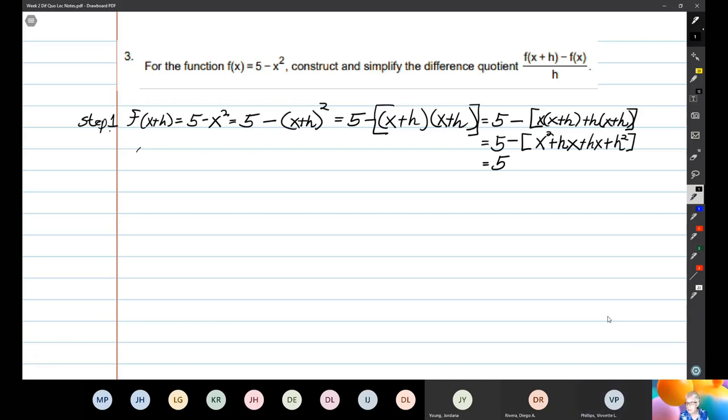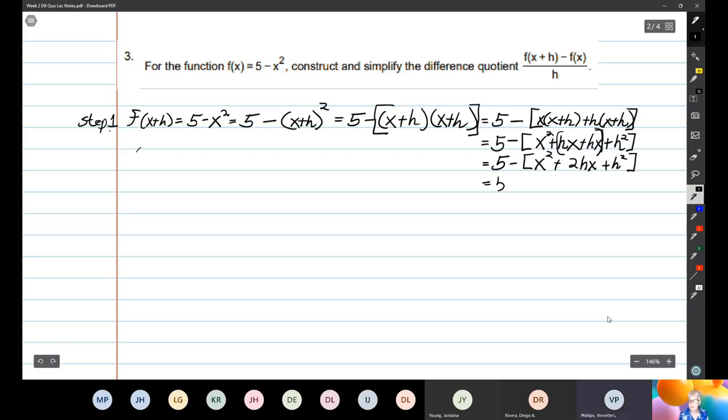Now, I'm going to combine these like terms first. So minus bracket x squared plus 2hx plus h squared. And if you wanted to memorize that, whenever you square x plus h, you're going to get x squared plus 2hx plus h squared. Some people memorize it, other people don't. And it's okay either way.